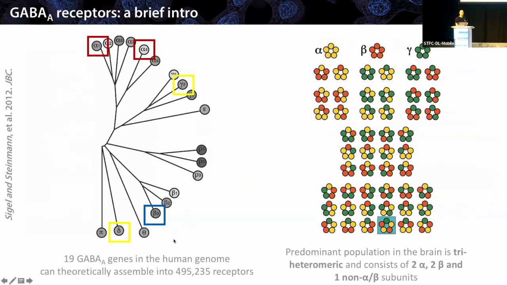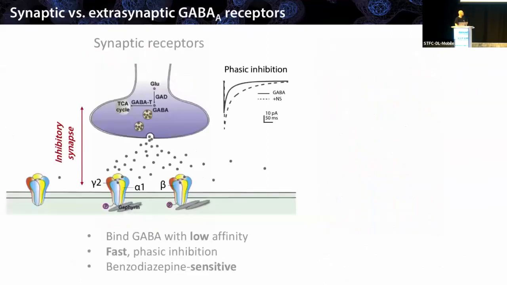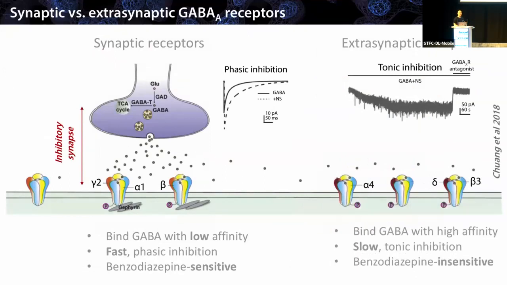So these 19 subunits can give you roughly 500,000 possible permutations, some of which are shown here on the right. This is the one I showed on the previous slide. And people in the field think that the receptor that's the most predominant in the brain has this stoichiometry, consisting of 2 alpha subunits, 2 beta, and 1 non-alpha beta. The important thing about different isoforms of subunits and incorporation is that depending on what subunits incorporate into the receptor will affect the properties of the receptors.